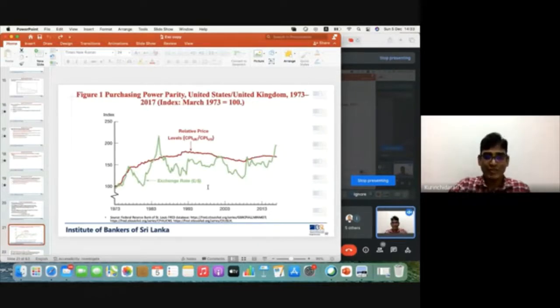Now here you could see, based on the relative price, the changes, what's happening over the period. But the exchange rate goes up and down. The base year is 1973, starting with 100, right? You can see the price indices, the relative price, but it's not parallel to the exchange rate, it's also moving in different directions over time.